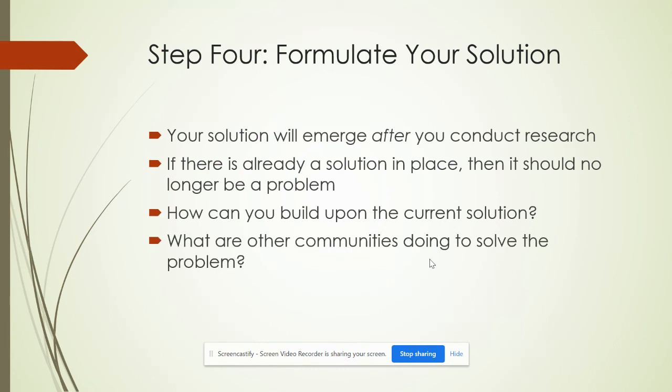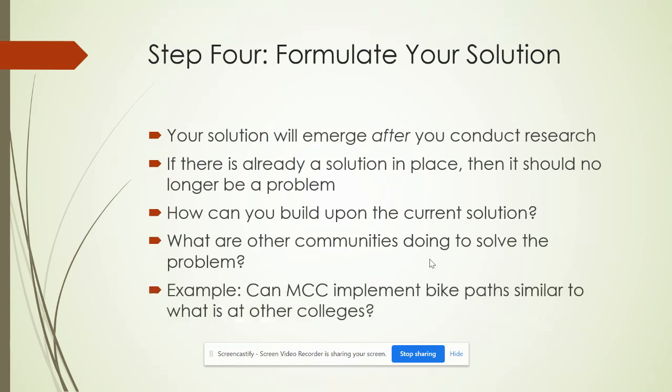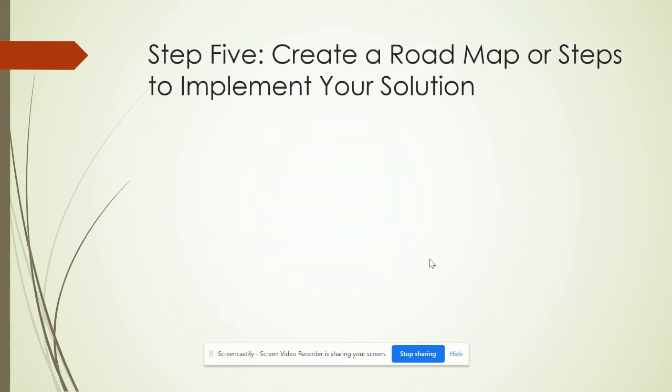What are other communities doing to solve the problem? Is another way of thinking about it. Can MCC implement bike paths similar to what is at other colleges? That'd be one way of me thinking about formulating my solution in a way that builds upon what other colleges are doing. Step 5, create a roadmap or steps to implement your solution.